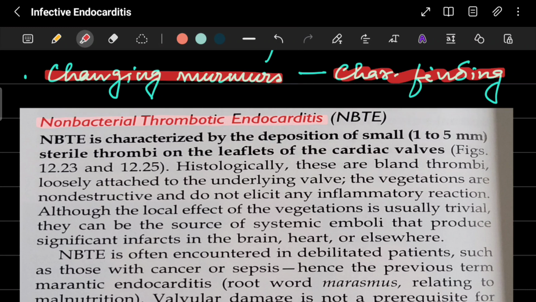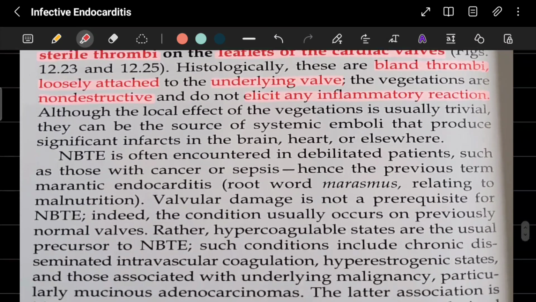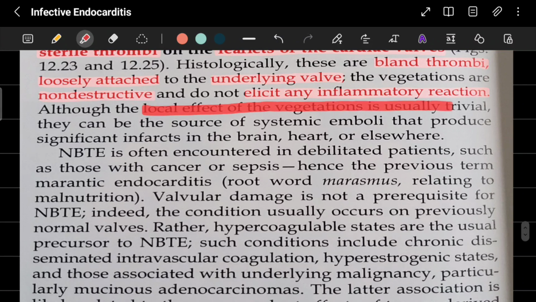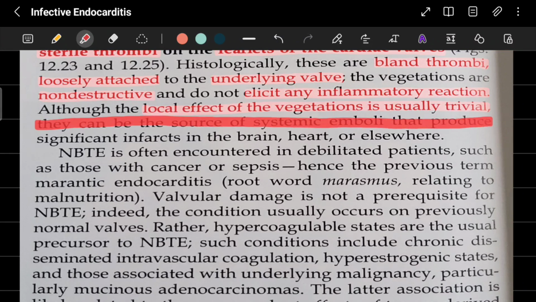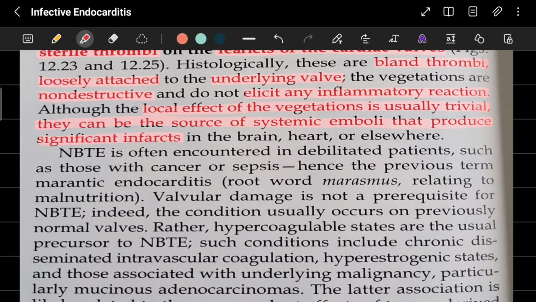Now let us talk about non-bacterial thrombotic endocarditis. NBTE is characterized by the deposition of small, about 1 to 5 mm, sterile thrombi on the leaflets of the cardiac valves. Histologically, these are bland thrombi loosely attached to the underlying valves. The vegetations are non-destructive and they do not elicit any inflammatory reaction. Although the local effect of the vegetations is usually trivial, they can be the source of systemic emboli that produce significant infarcts in the brain, the heart, or somewhere else.